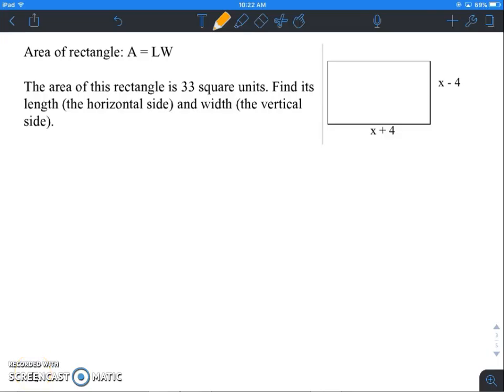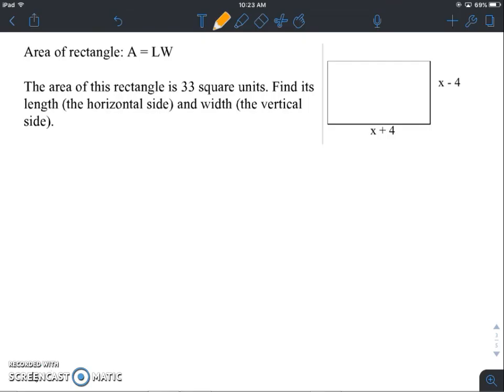In today's video, we're going to be solving word problems by factoring. So, go to the first question. The first one is just a reminder of how to find the area of a rectangle. The area of this rectangle is 33 square units. Find its length and width.